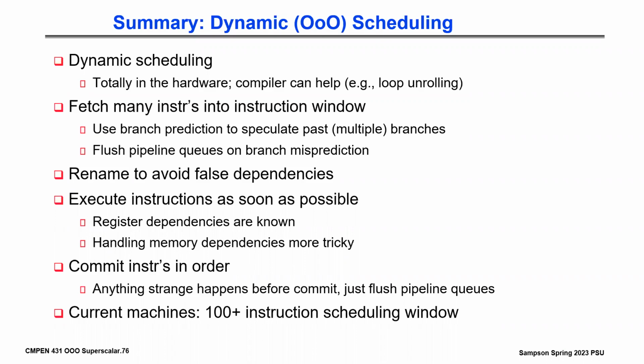Inside the middle of our pipeline, we are basically operating on a data flow execution model. You execute as soon as your operands are available and there's a functional unit that can do the operation you require. So for an add, as long as you know the two things you're adding and there is an adder somewhere, you're good to go. Memory, because we don't know the address ahead of time, is a little more challenging.